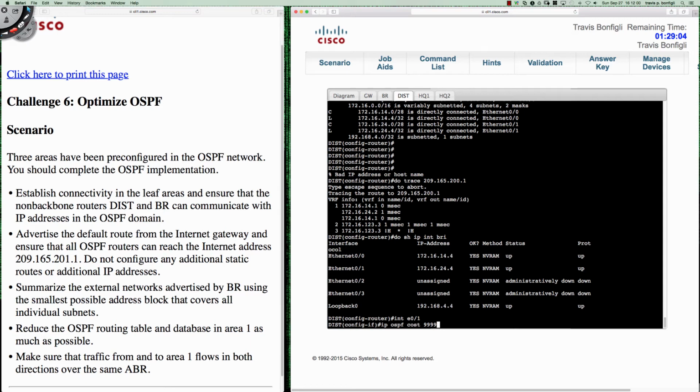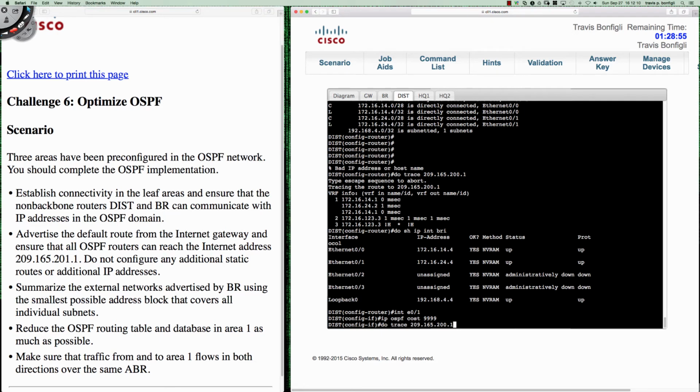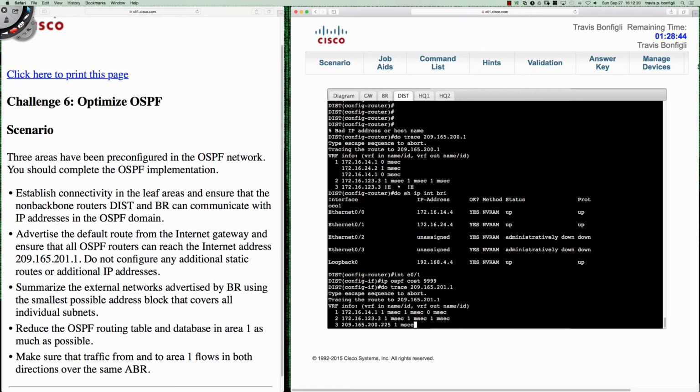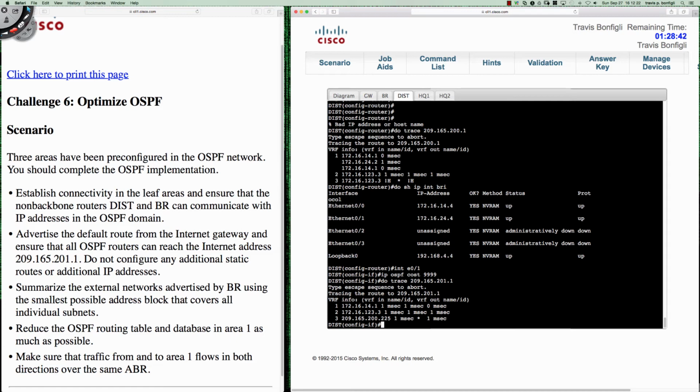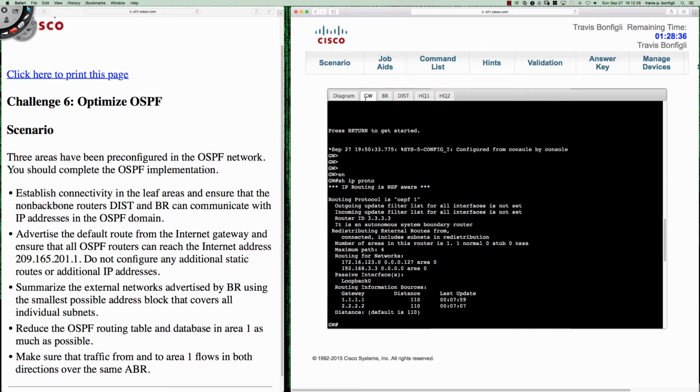So now from the distribution router, if I say do trace to, and actually we should have that queued up in here. There we go. Let's trace out to that 192.168.201.1. I apologize, I've made that mistake in Challenge 5 as well. And where does all my traffic go? Right? It goes out HQ1. Now, what about on the way back in?